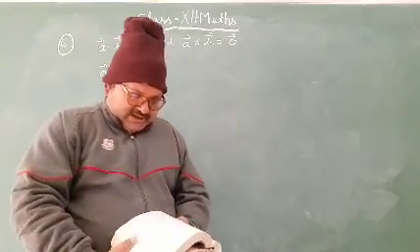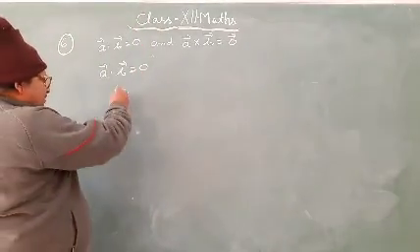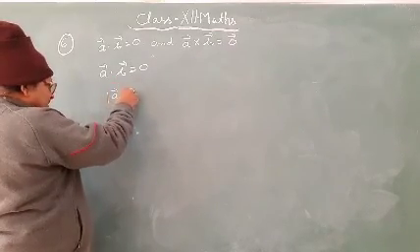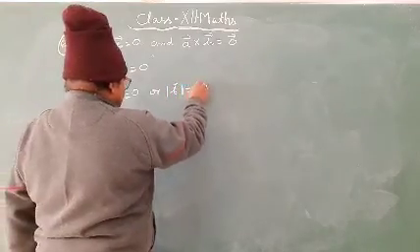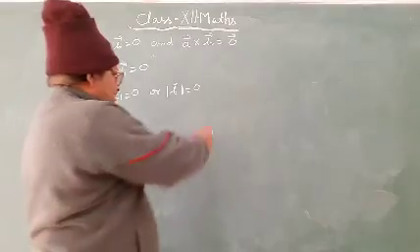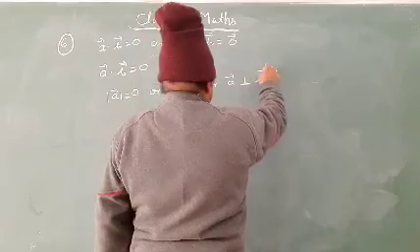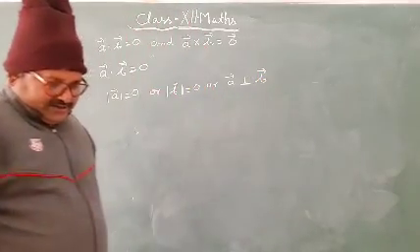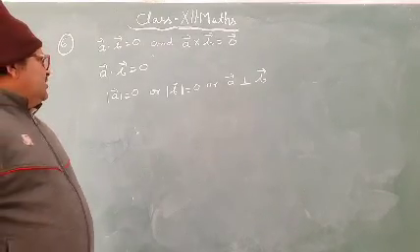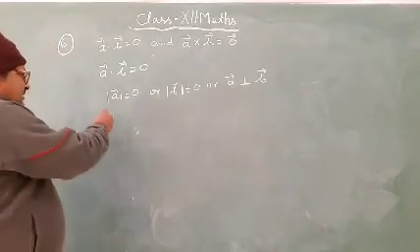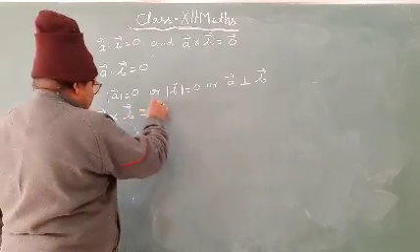That is, modulus of vector A equal to 0 or modulus of vector B equal to 0 or vector A perpendicular to vector B. And vector A cross vector B equal to 0 vector.